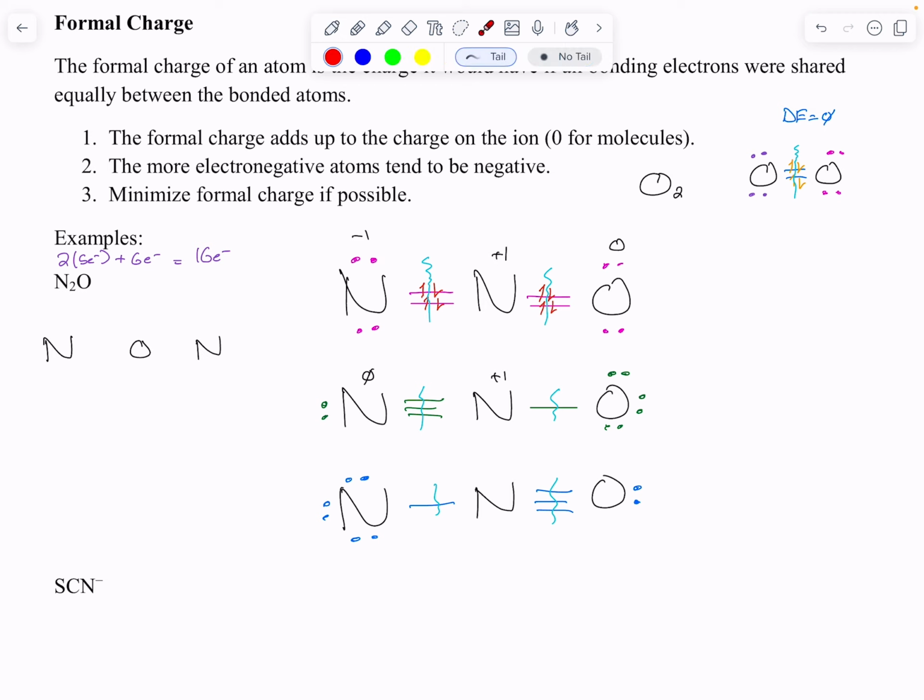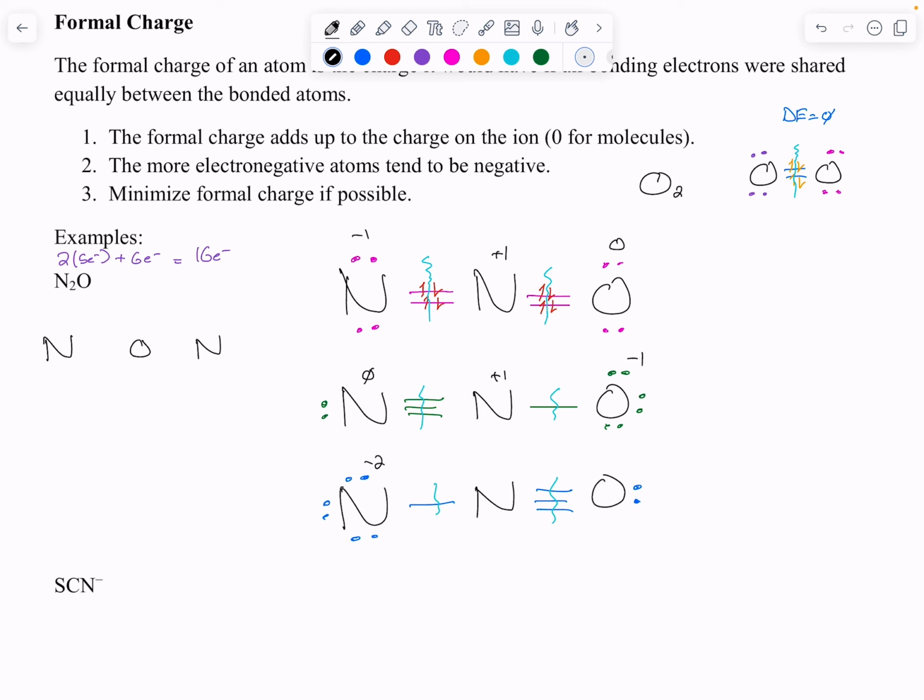Oxygen has 1, 2, 3, 4, 5, 6, 7. Has 7. Brought in 6. That means it gained 1. So it's formally minus 1. The blue one. Let's look at the blue one. So nitrogen on the left. 1, 2, 3, 4, 5, 6, 7. Nitrogen on the left has 7. Brought in 5. So if it has 7 and brought in 5, it gained 2 electrons. So formally it's minus 2.